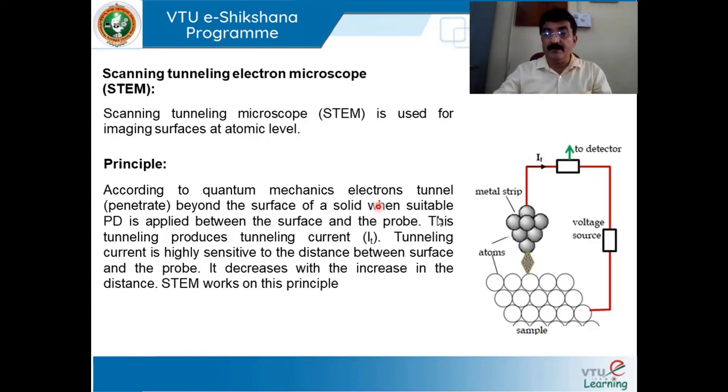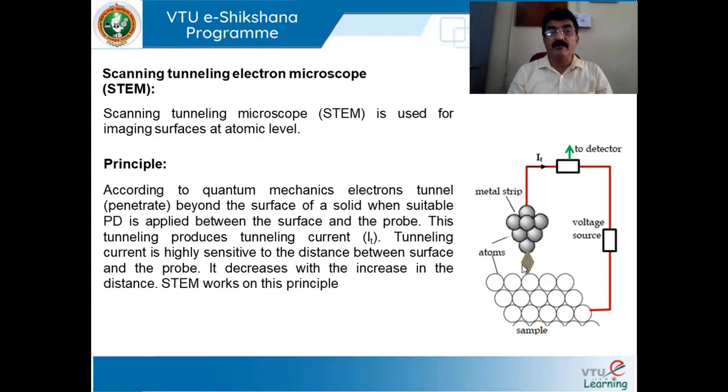Look at the illustration here. This is the substance, the atom surface. And I have a probe here. That probe is made up of a very thin, needle-type material. And then this is a metal strip. When I maintain a potential difference between the metal strip and the sample, electrons jump from here to there and then flow in the external circuit. This external circuit is connected to a detector. The detector will detect the current. As I told just now, current is inversely proportional to the gap. So from this you can measure unevenness on the surface, whether the surface is even or uneven, all those things you can easily make out.